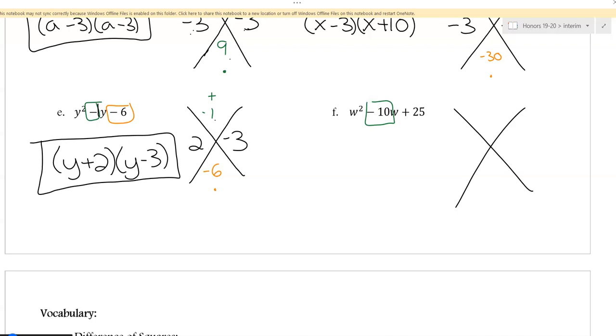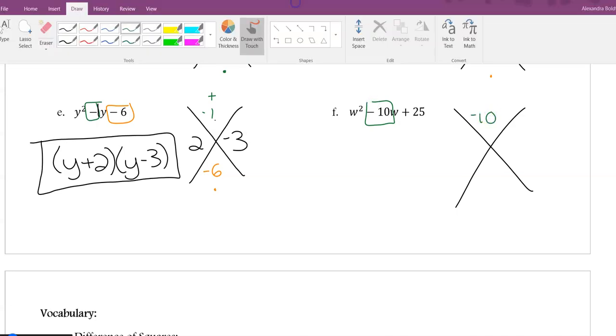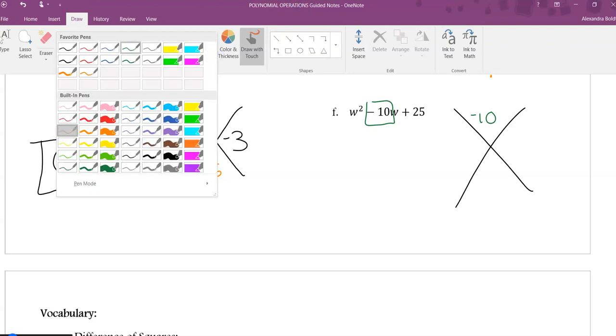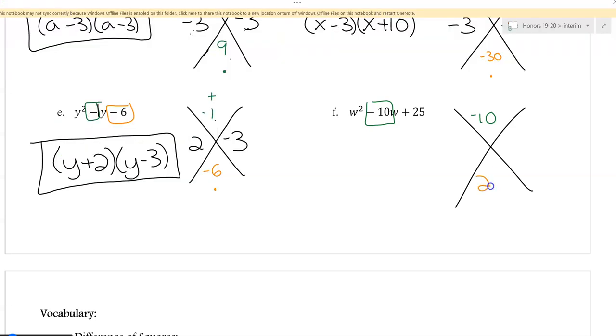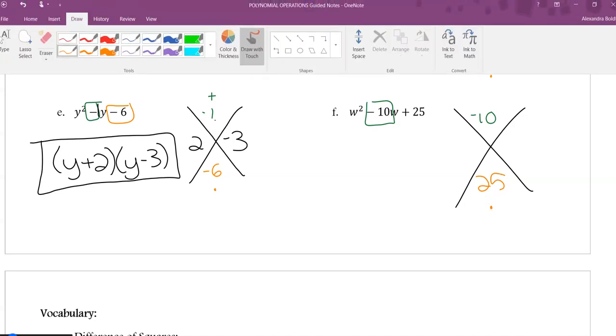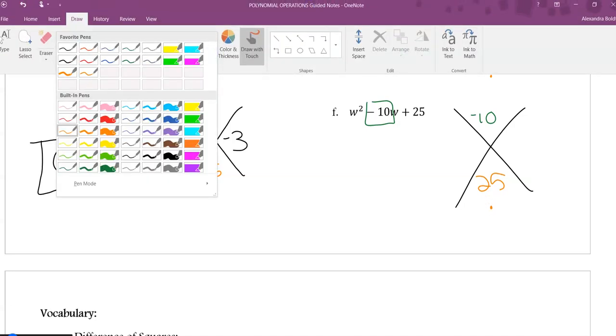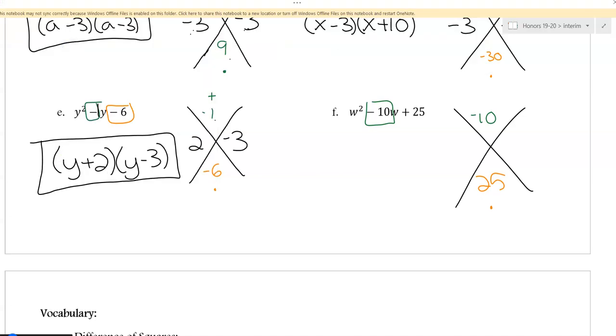All right, so that's it for what I call your basic trinomial factoring. The next thing we're going to look at is difference of squares. Now, difference of squares is of the form a squared minus b squared.